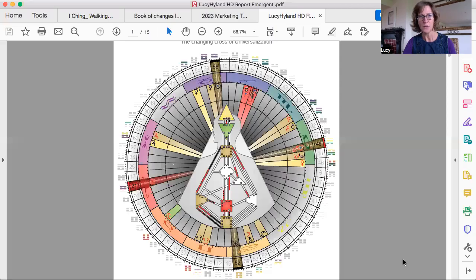So I'm just going to share my screen here, and I'm going to show you what a human design chart is, because until you see it, it's difficult to grasp. Okay, so human design was a system that came to a man called Ra Uru Hu back in the late 80s.